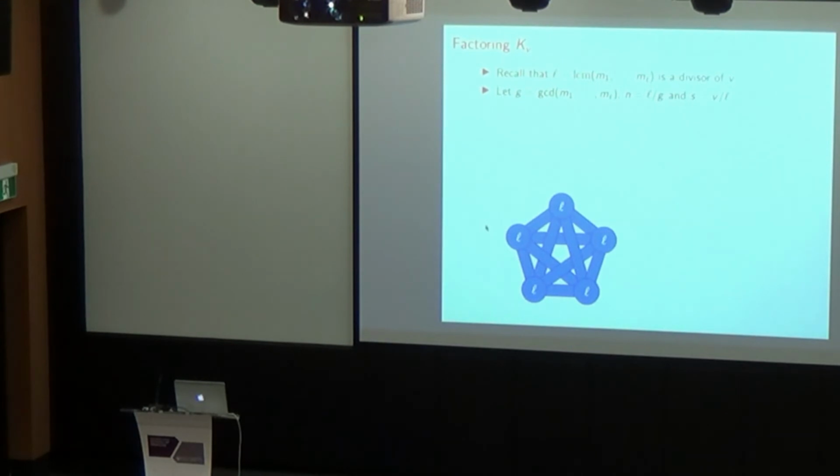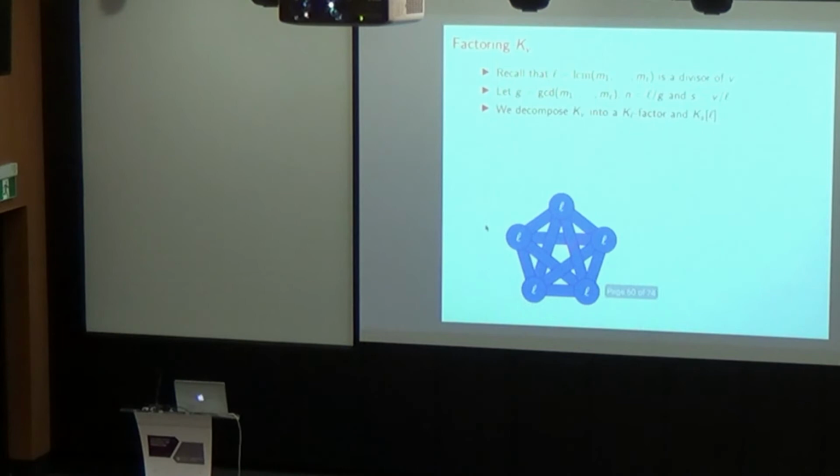All right, we're going to factor KV into factors of given types. Again, we want to specify the number of each. So how do we do that? I'm going to let L be the LCM of my cycle lengths, and by the necessary conditions, that's a divisor of V. I'm going to let G denote the GCD of the cycle lengths. I'll use N for L over G, and S is V over L.